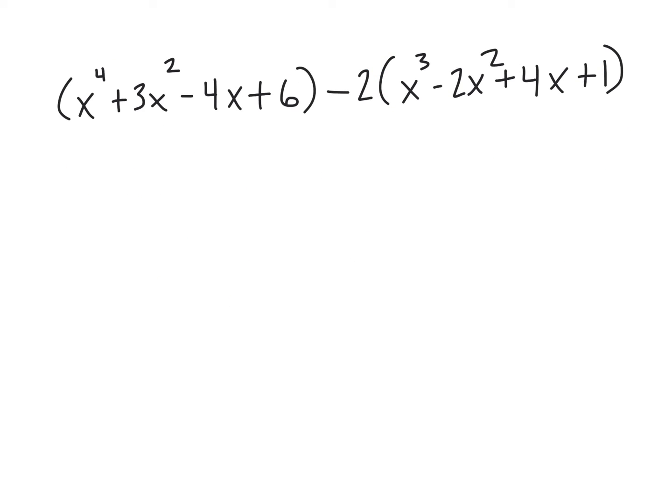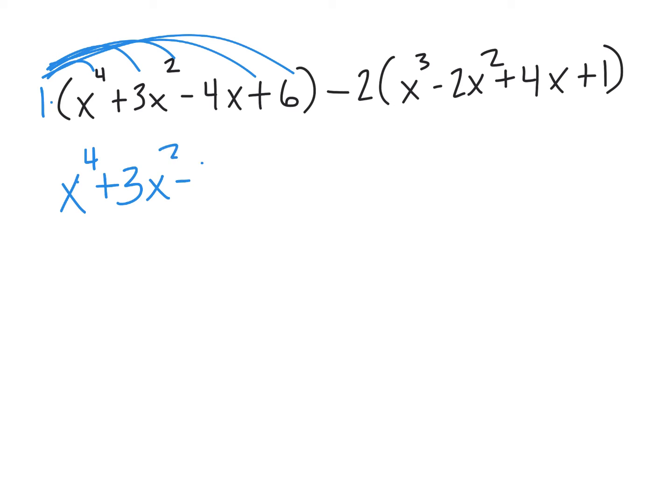The previous example was addition. Now let's try subtraction. Notice how technically there's a 1 here that you can distribute, but nothing changes when you multiply something times 1. So you just get rid of the parentheses. We can just bring everything down as x to the 4th plus 3x squared minus 4x plus 6.